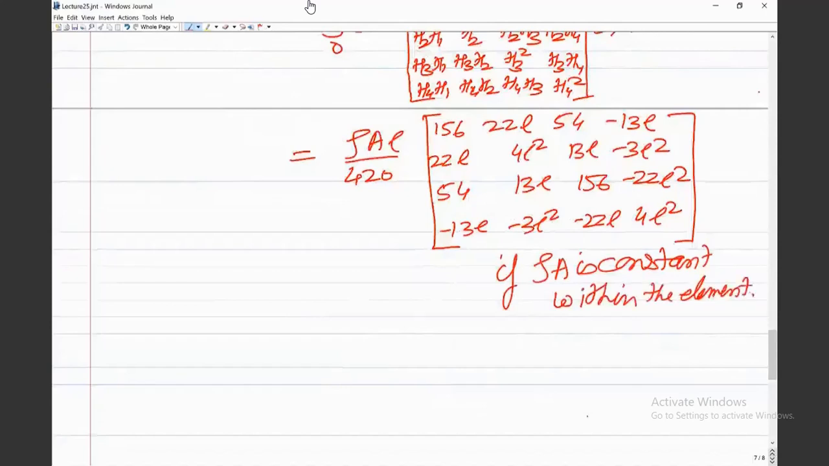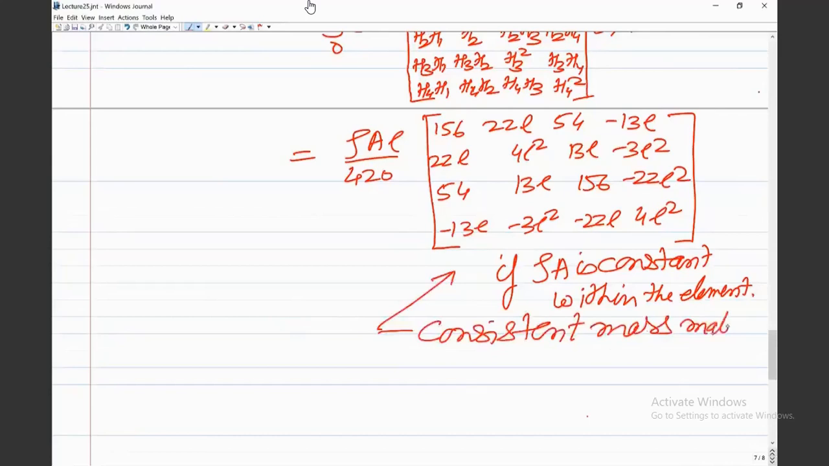So this is the mass matrix for the Euler-Bernoulli beam element if rho A is constant within the element. And as we discussed in the last class, this is known as the consistent mass matrix. In the Euler-Bernoulli beam element, you have both the translational as well as the rotational degrees of freedom.